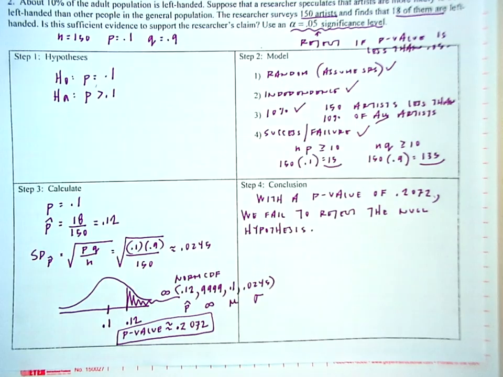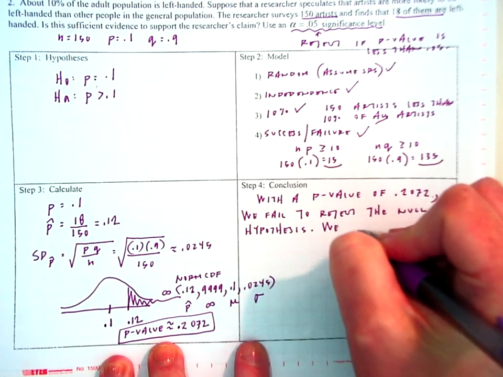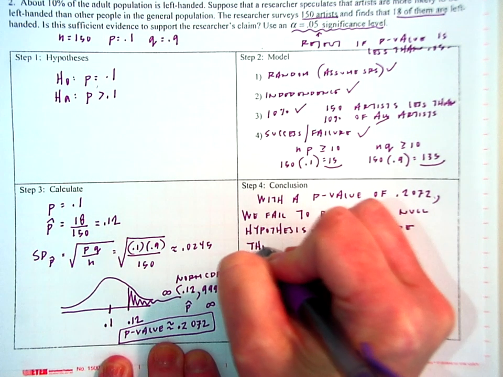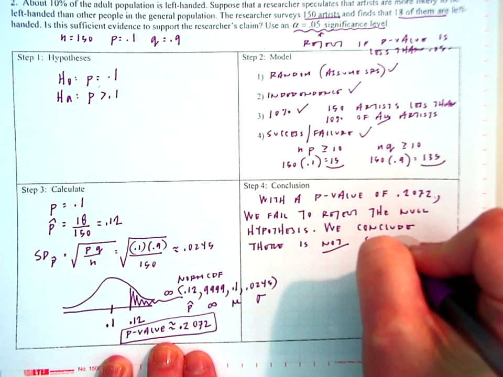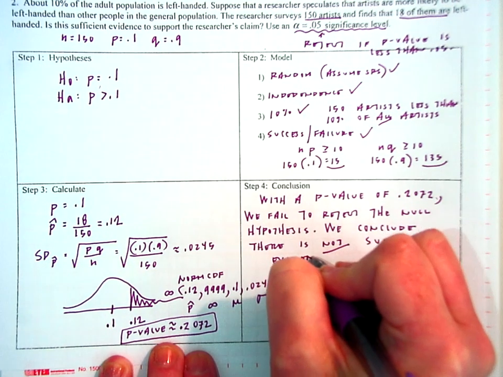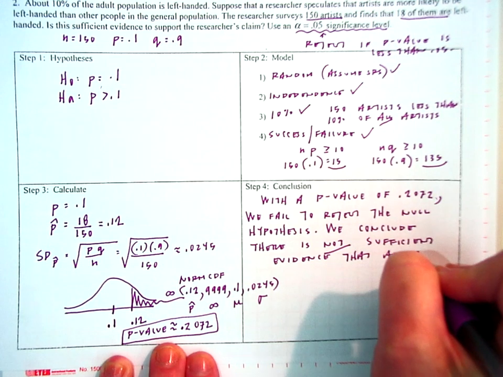Okay, and then what does that actually mean? Well, we're saying we don't think there's enough evidence that there are more artists that are left-handed, right? We're saying we can't show that there is a shift in this instance. So we conclude there is not sufficient evidence that artists are more likely to be left-handed.